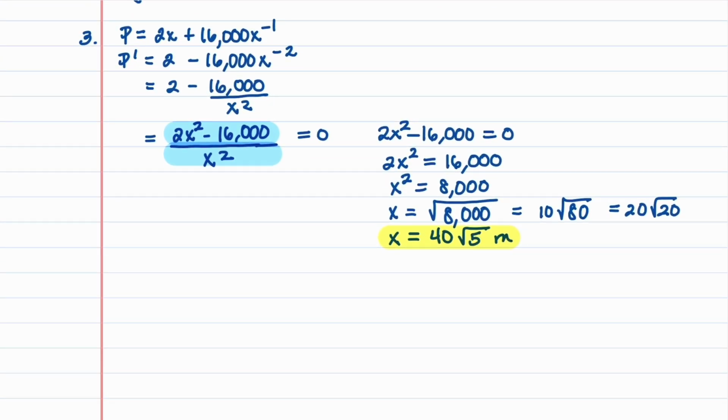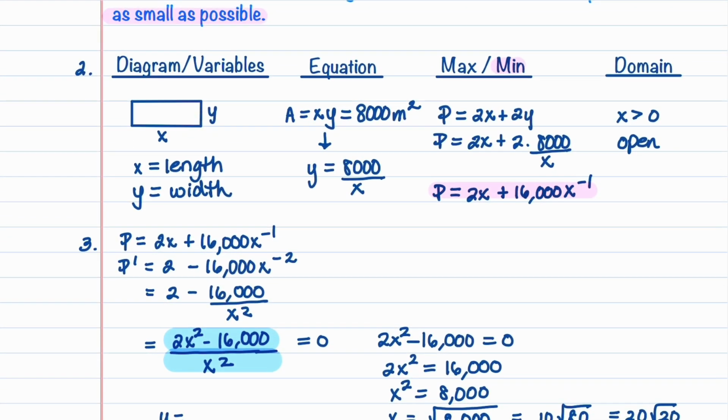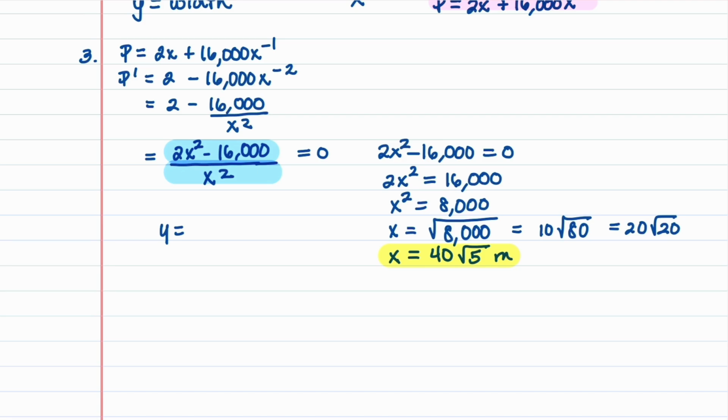Now let's go ahead and solve for y. I'm going to do that over here. Y, let's go back up to the top, is 8,000 divided by x. So y is equal to 8,000, all divided by 40 root 5. 40 goes into 8,000 200 times, so we have 200 divided by root 5.